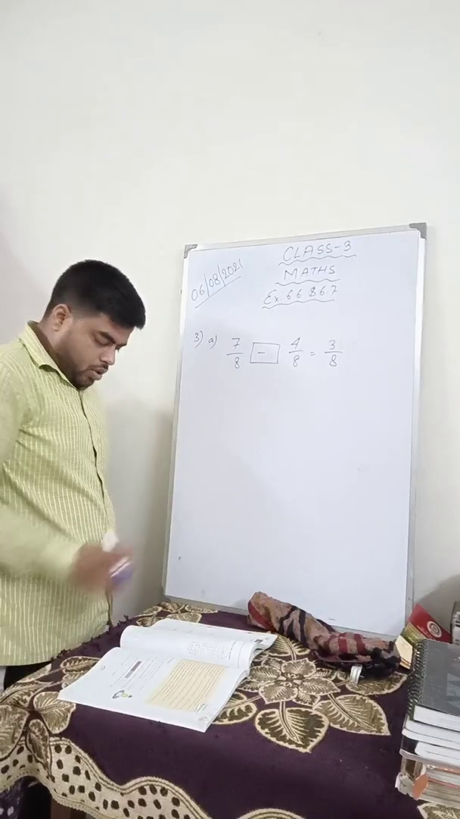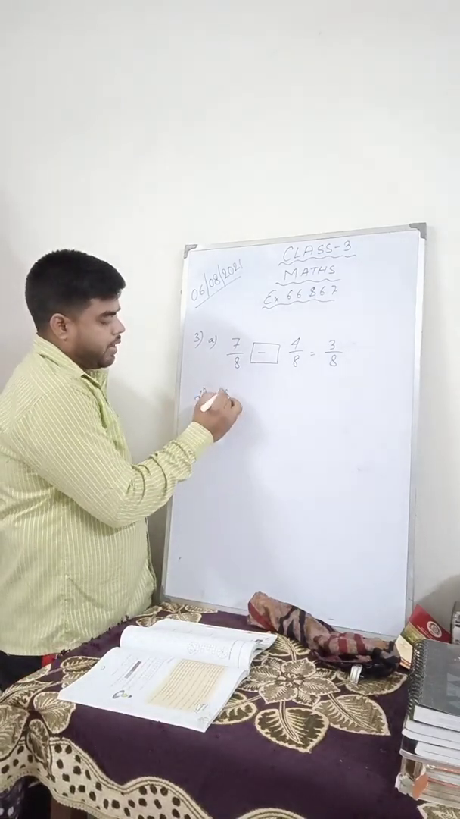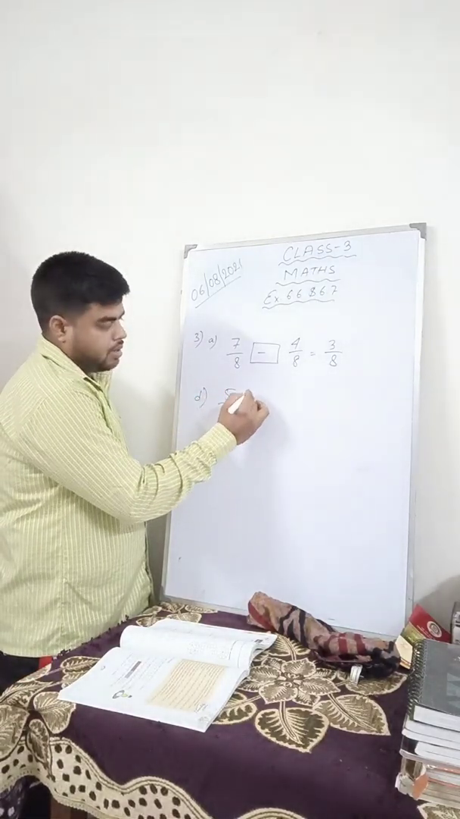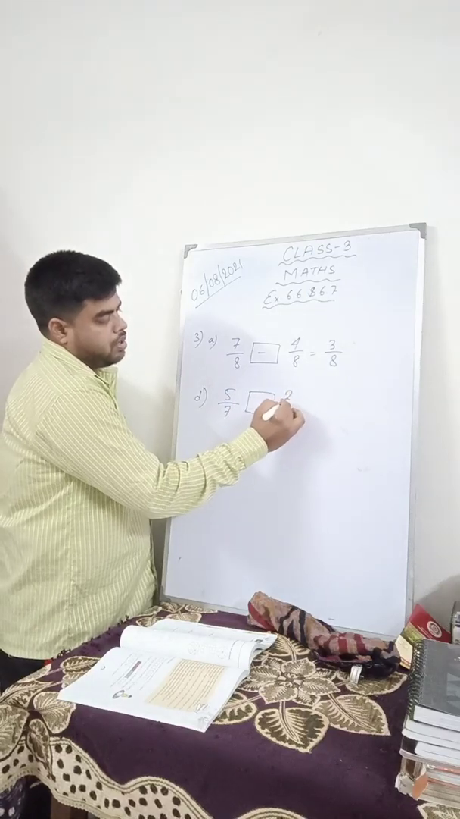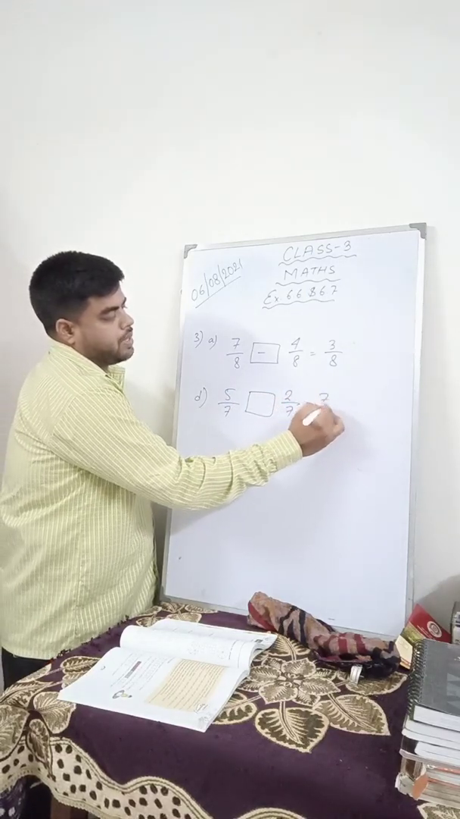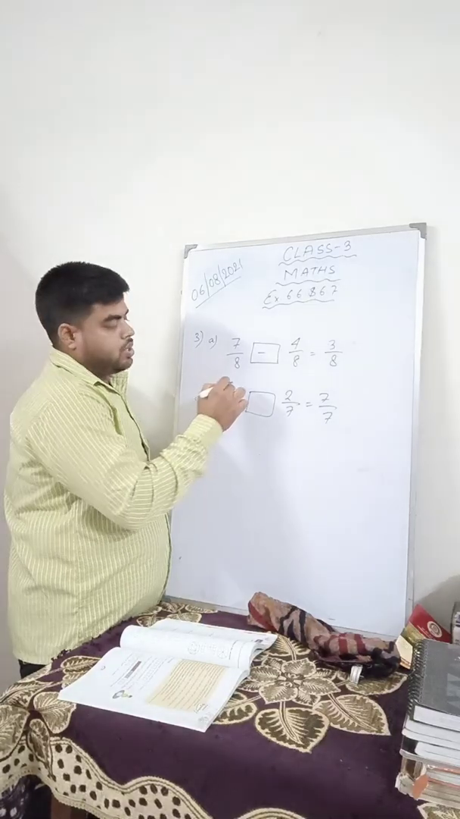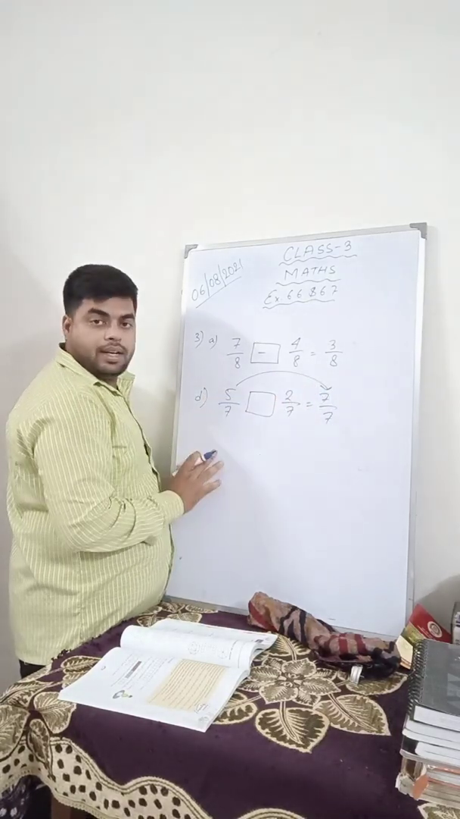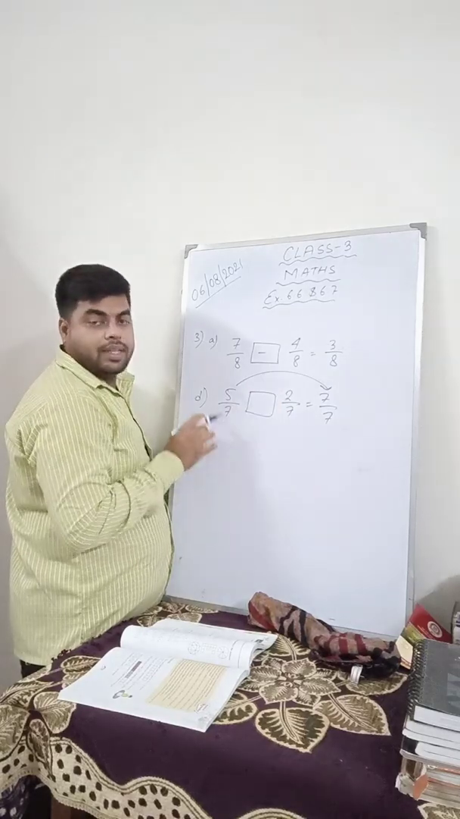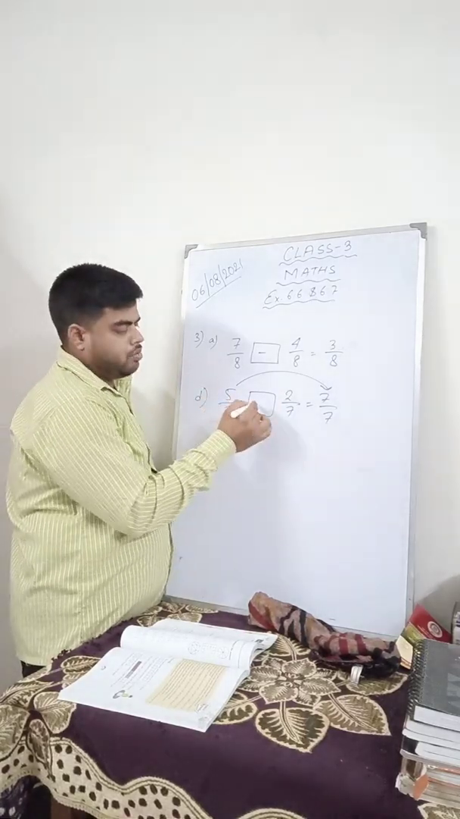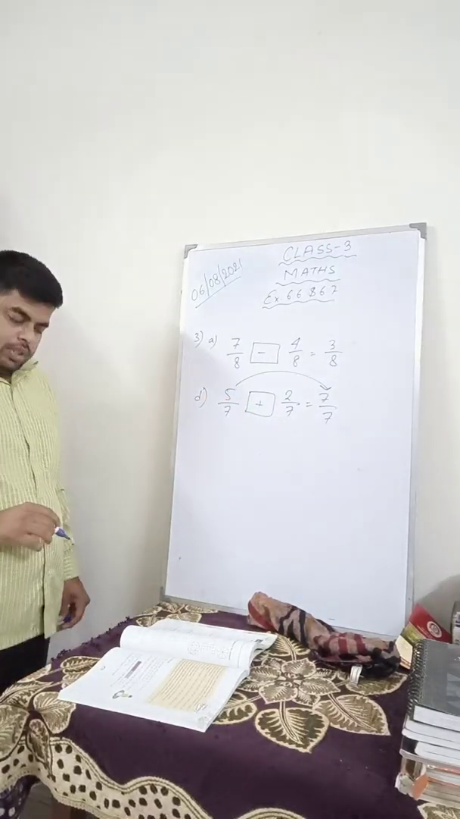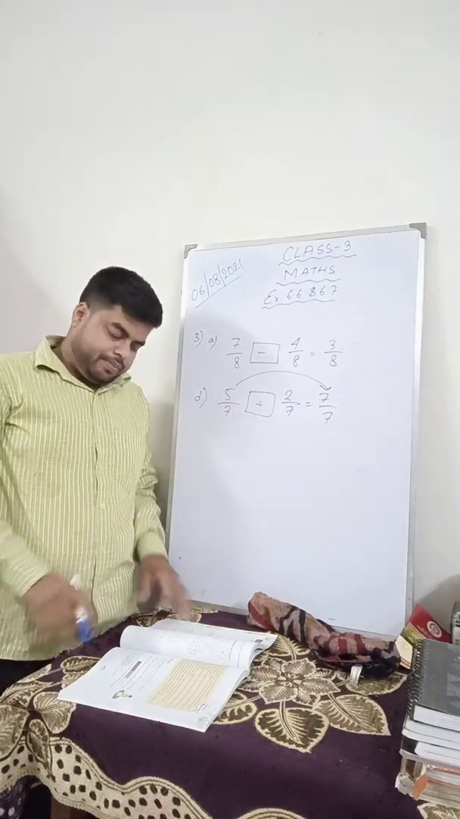Like for example, I'll tell you number D. Suppose 5 by 7, 2 by 7 is equal to 7 by 7. Now you see the first fraction. First fraction is what? 5 by 7. You see the answer. It is becoming greater. It is becoming 7. That means it is becoming bigger. Bigger means you will simply add. I hope you have understood this, children.